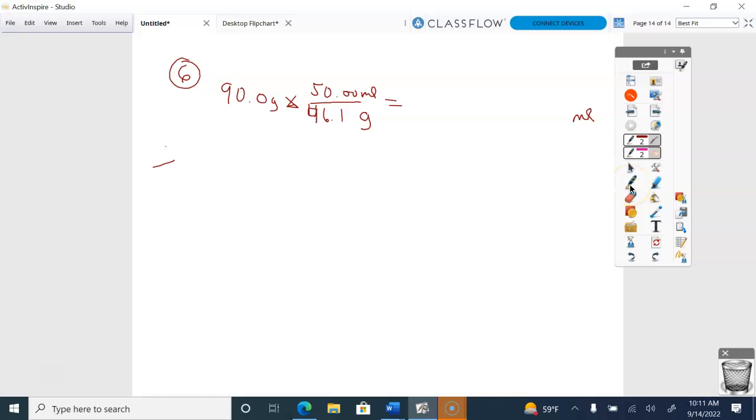That'd be beautiful. Okay, get out my calculator. My calculator says 90 times 50 divided by 46.1. And it gives me this garbage dump. 97.613888286.